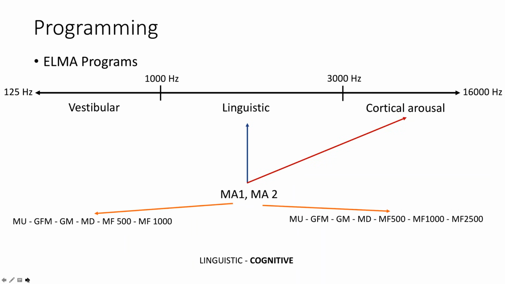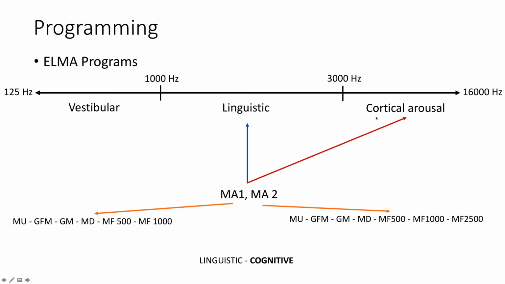And then we go to the memory and attention programs that work much more on the cortical arousal, since we are working much more with densified music and filtered music. And you know that the MA2 program is the more demanding one, because it's the one with the most filtering. And it acts also in the linguistic part and much more in area 3.